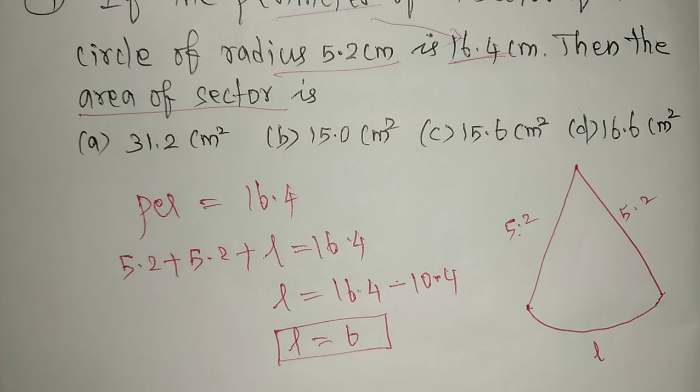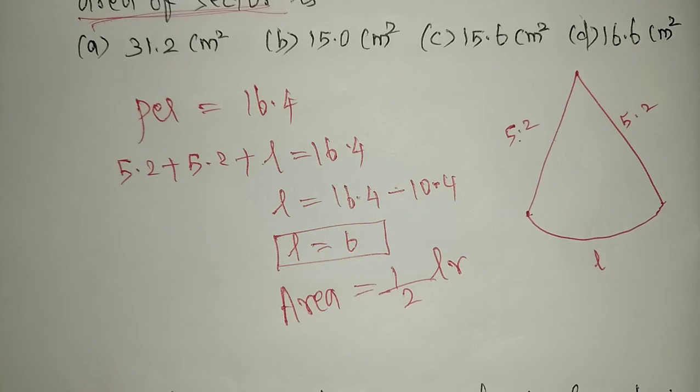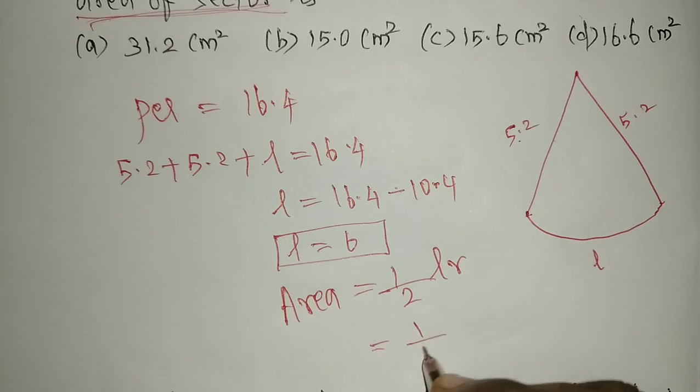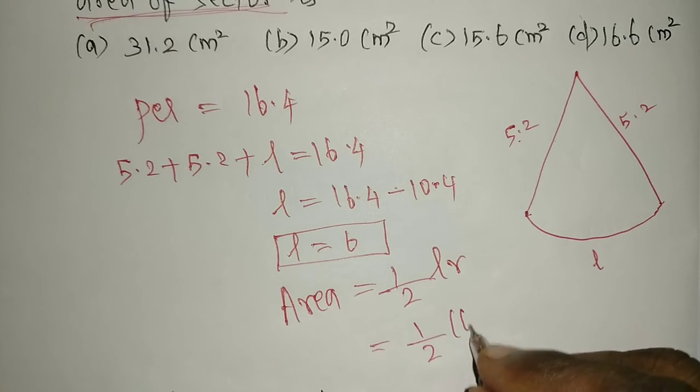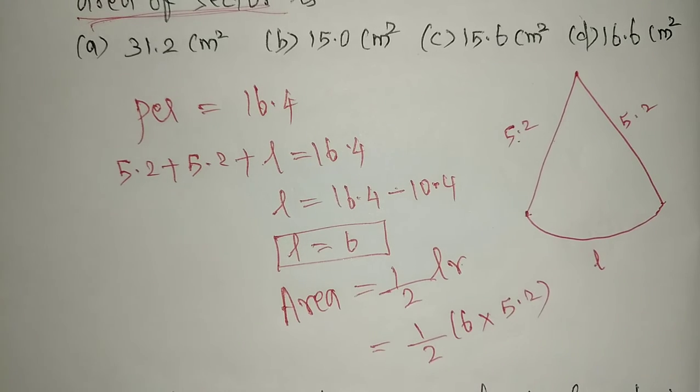But they asked to find the area of the sector. So the area of the sector, when the length is given, is based on the length: 1 by 2 L into R. That is the formula. When the perimeter is given, we should use this formula. So 1 by 2 L, the value we know is 6, into the radius we have, 5.2. That's it. If we cancel this, you will get the required answer. 1 time, this is 3 times. Now multiply this together. That's it. We will get the required one.